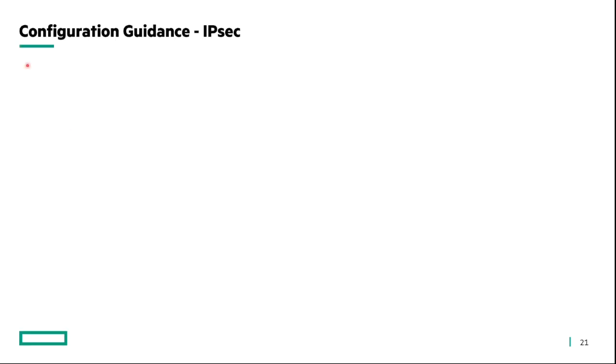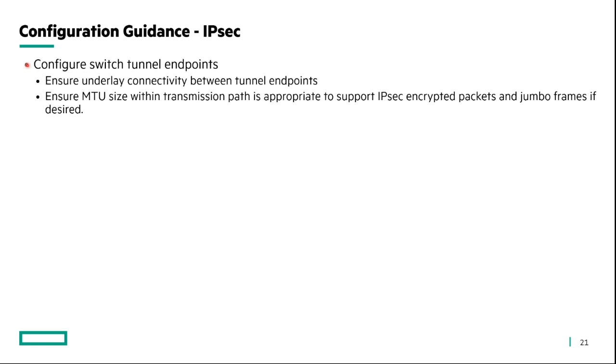Now moving on to configuration. This is configuration guidance for IPsec. First, configure the switch tunnel endpoints. Ensure the underlay connectivity between the tunnel endpoints is there; that's basic network common sense, of course. And ensure the MTU size within the transmission path is appropriate to support the IPsec encrypted packets and jumbo frames if they are desired. It's an easy one to be called out on if the tunnels don't come up.